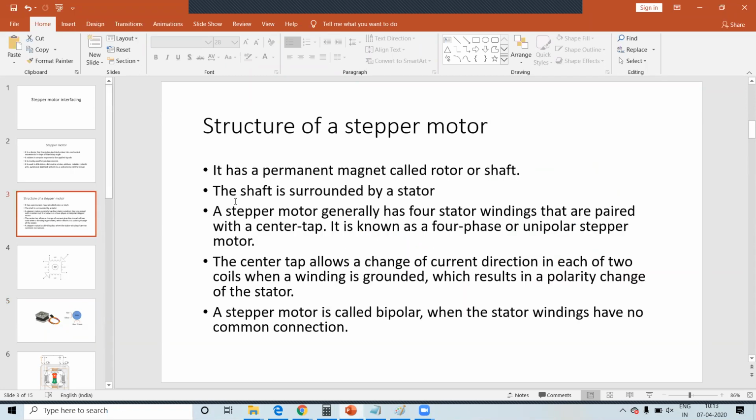Now, the structure of the stepper motor. The shaft that we see is a permanent magnet. The shaft is surrounded by a stator which has windings, electrical wires. Generally, it has 4 stator windings that are paired with the center tap. And when all these wires are connected to a center tap, then it is known as a 4-phase or unipolar stepper motor. And if there is no center tap, then it is known as a bipolar stepper motor. In our college, we have a unipolar stepper motor. So we will see that in detail now.